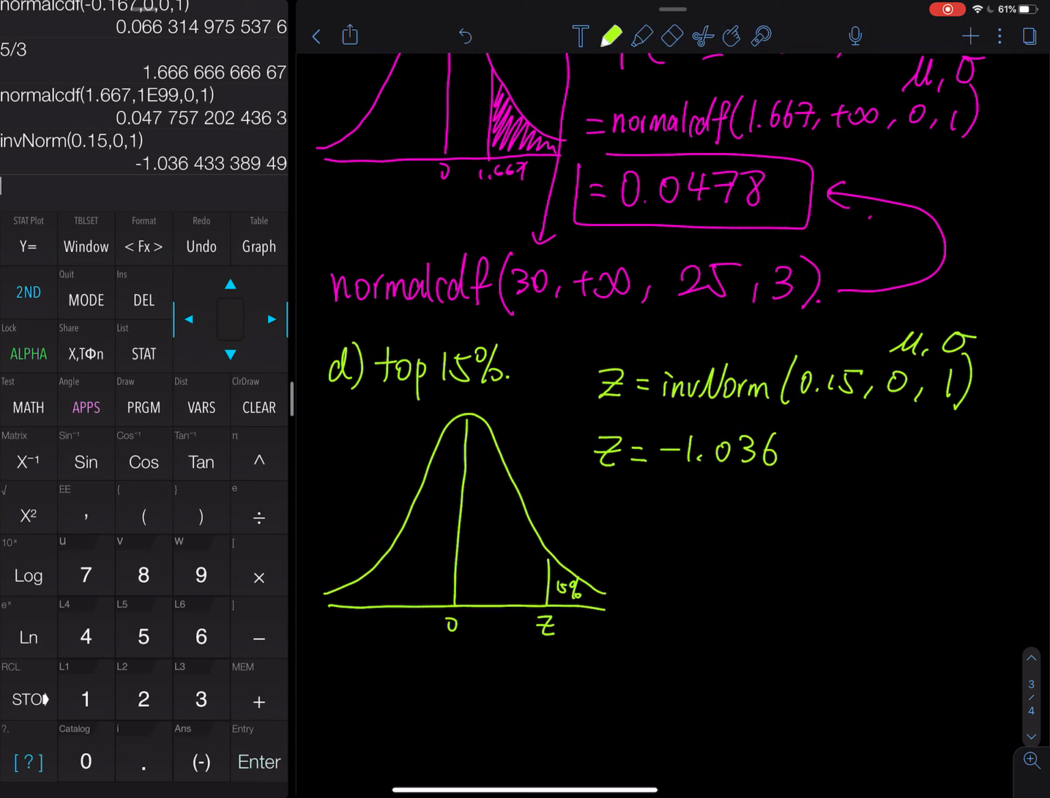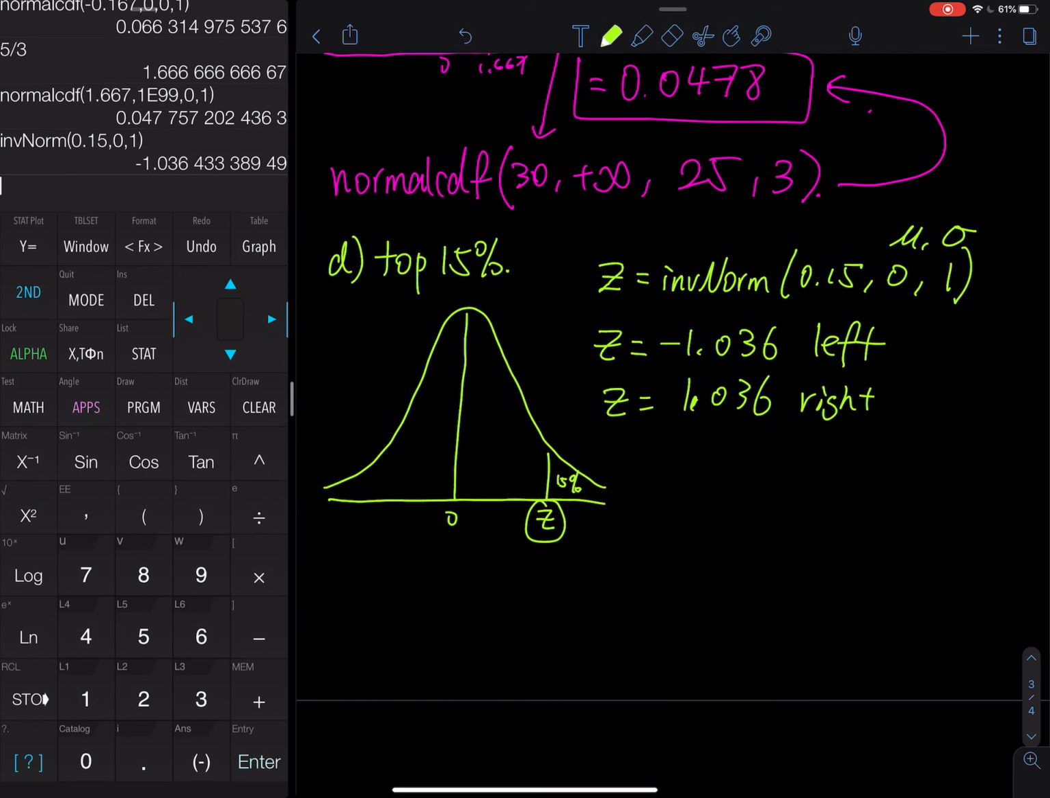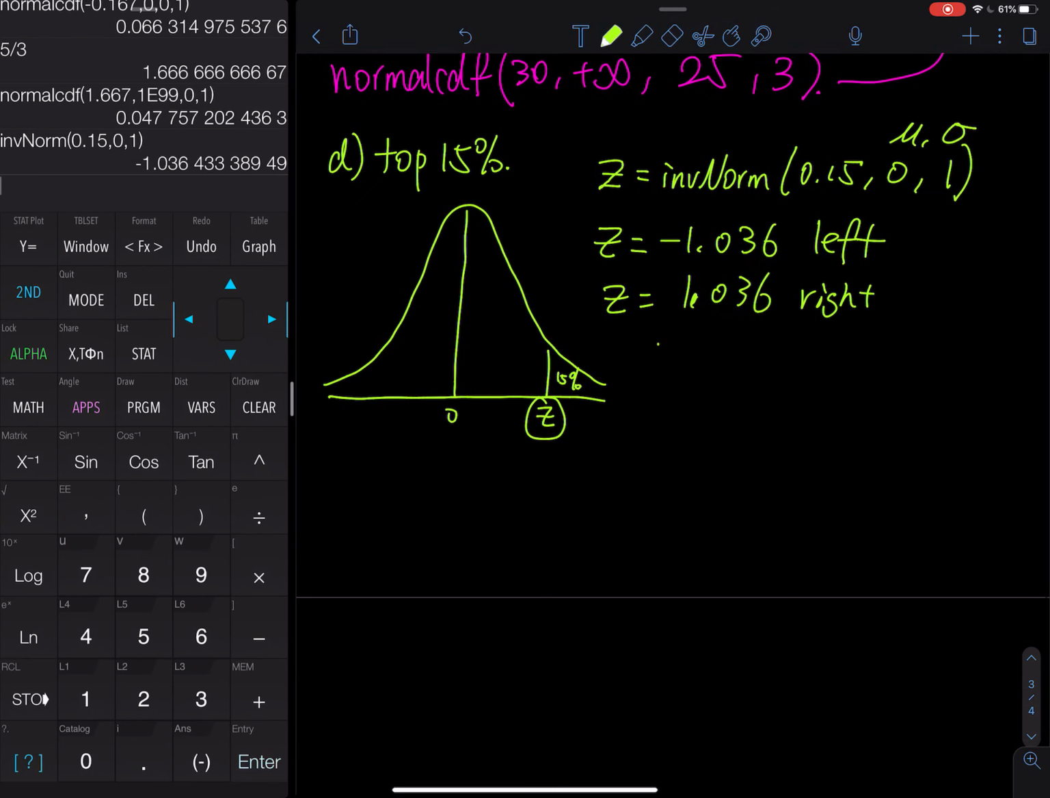Yes, I am totally correct, but this Z is on the right hand side of 0, so the negative is on the left. The graph is symmetric, so the one that I am looking for is positive 1.036. This is the one that I am looking for right here on the right hand side of 0. And then to get to the Z, we have to standardize, right? So the only difference between this problem and the previous one is we don't know what x is. So we don't know the weight of the beagle, and then we subtract the mean divided by 3, that equals 1.036.